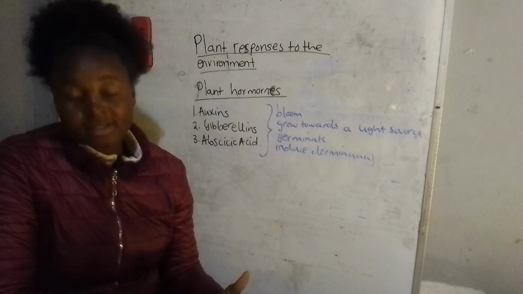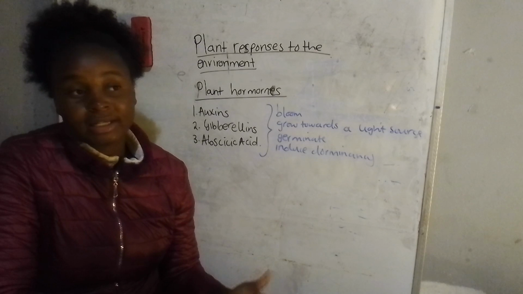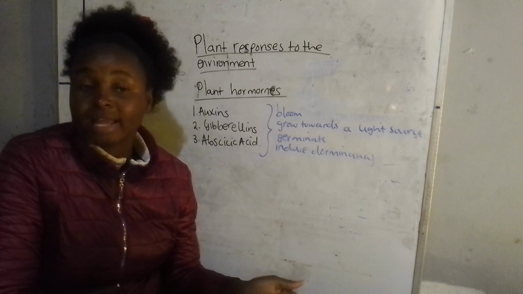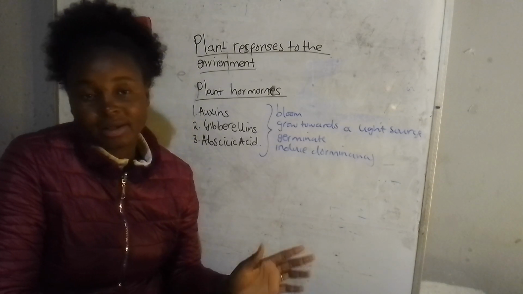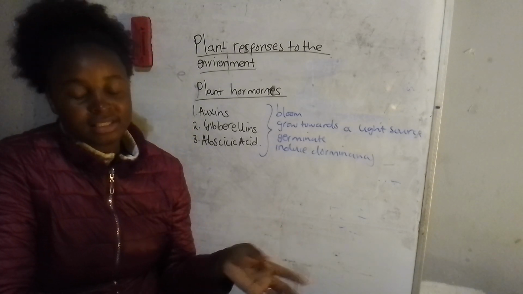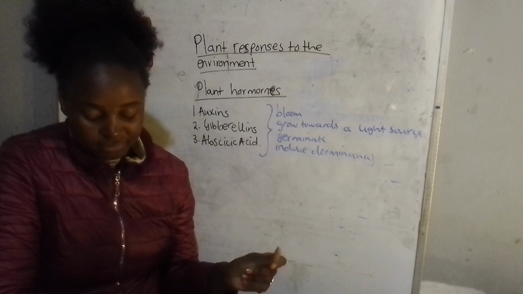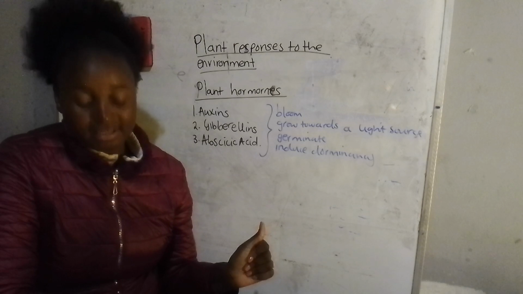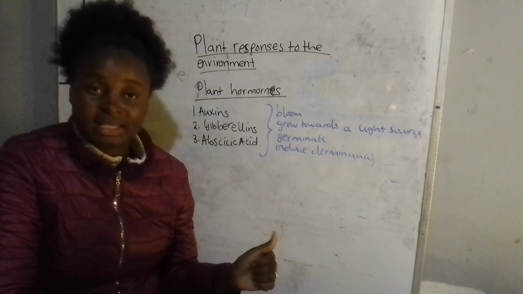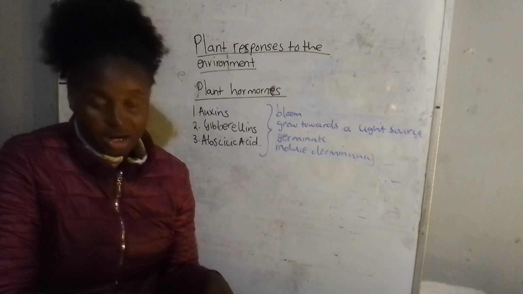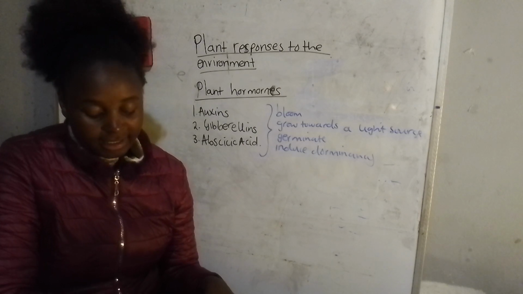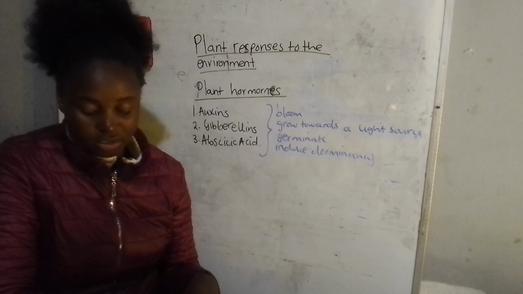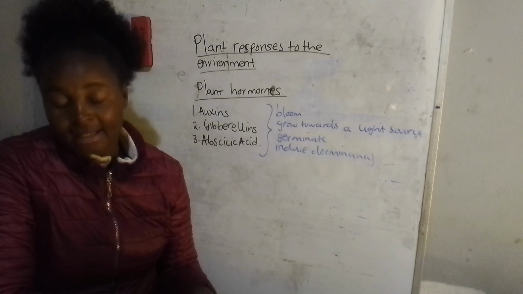Also, it causes abscission of leaves and fruits. I'm sure you can agree with me. As you walk around, you realize that most of the plants don't have leaves as we speak, since we're in winter. The leaves detached themselves from the trees. Also, when a plant lacks water, it may suffer water stress, and this water stress stimulates the production of abscisic acid. And also the other important thing that abscisic acid does is that it causes the closing of the stomata when the plant wilts.